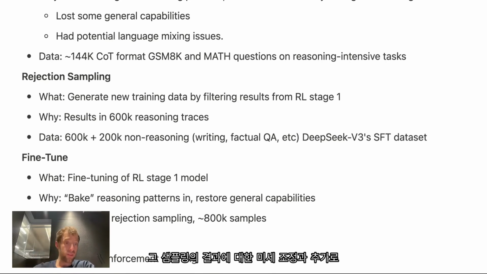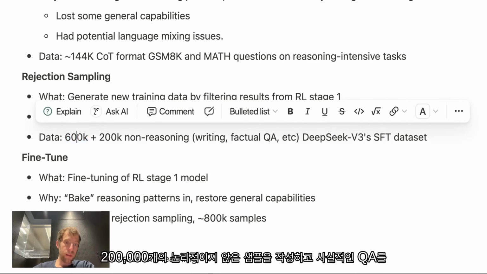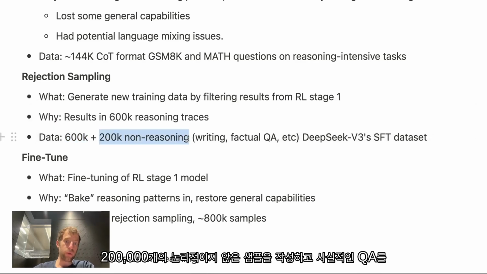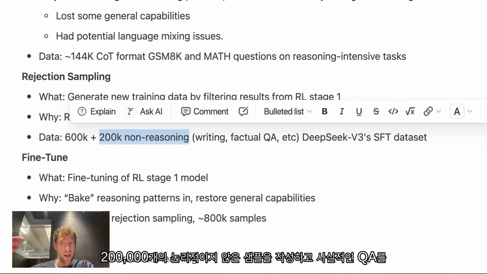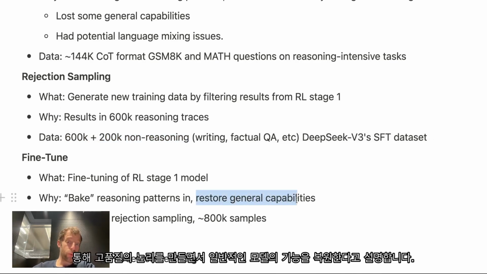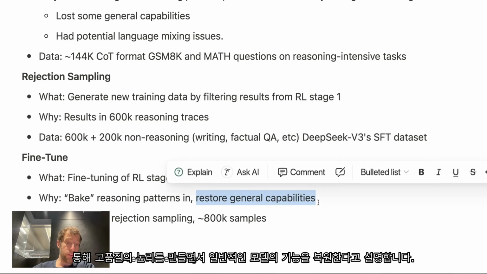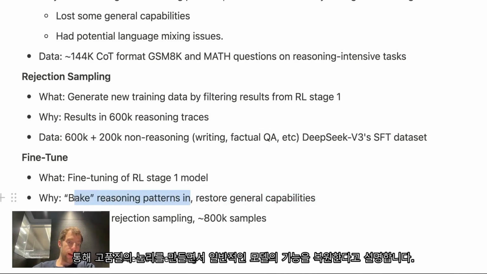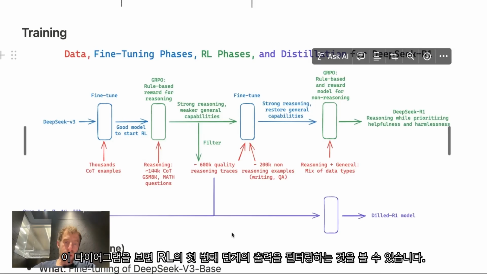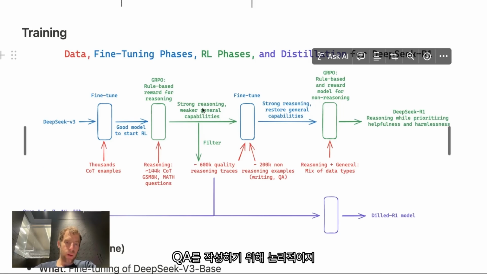So they do a second stage of fine tuning on the results of that sampling, plus 200,000 additional non-reasoning samples in writing and factual QA to what they describe as restore the general model capabilities while baking in high-quality reasoning. So if you look at the diagram here, what's happening is they are filtering the outputs of that first phase of RL. Okay, so remember, this model is a very strong reasoner, but it's weak in some general capabilities.